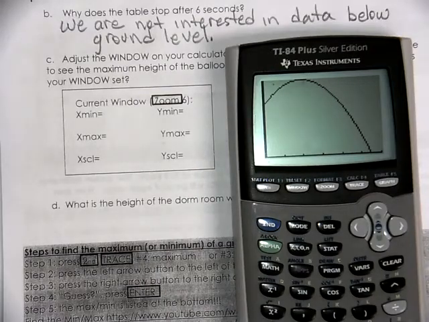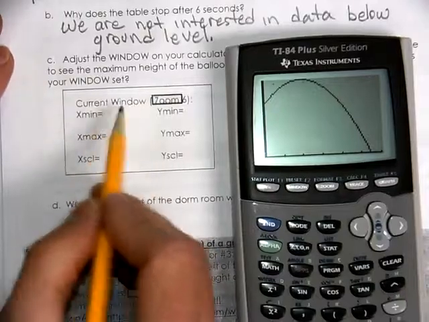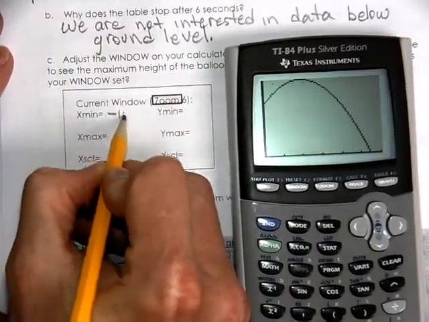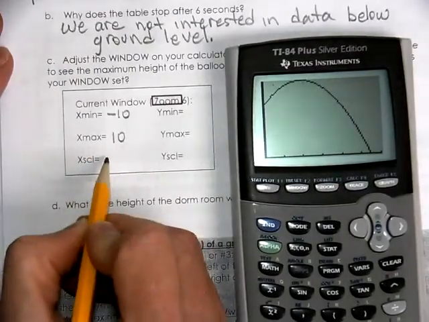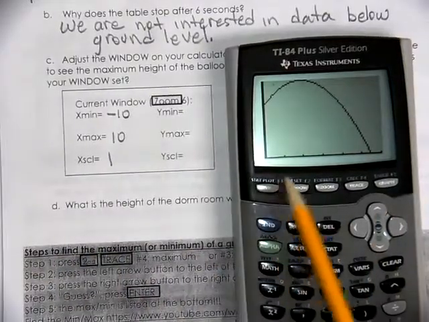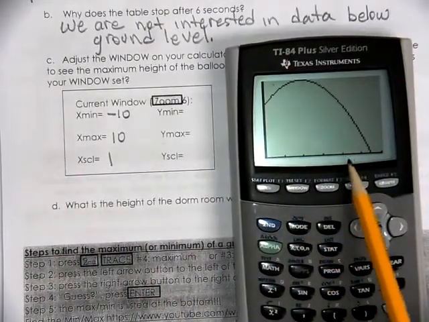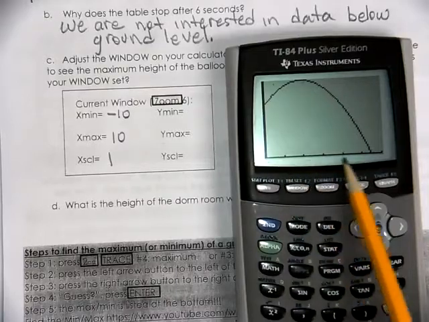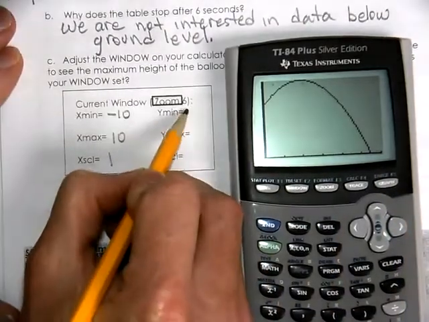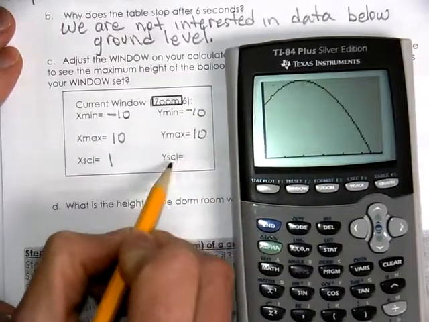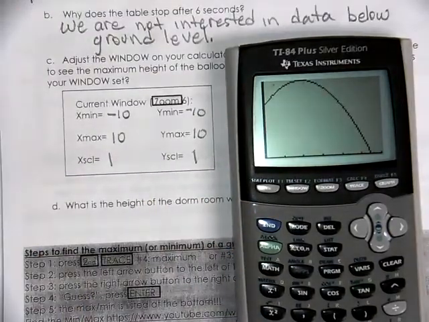There may be situations where we have to make some adjustments so we can really see everything we want to see. What was our current window when we first began? Our current window was -10 for the minimum x, 10 for the maximum x, and the scale was 1. I didn't change the scale at all. Look here, and you'll still see 1 tick mark for every second that the water balloon is up in the air. The minimum y was also -10. The max was 10. And oddly enough, the scale was 1.